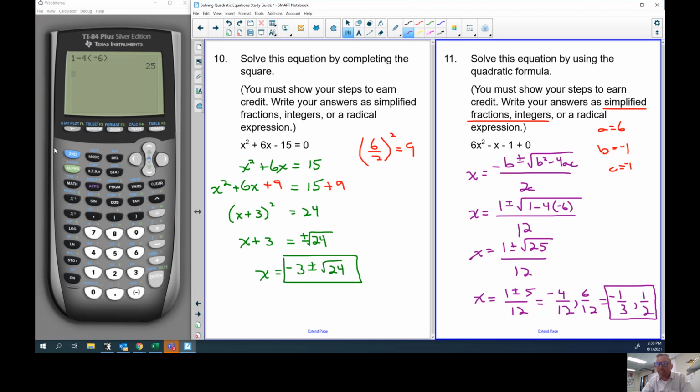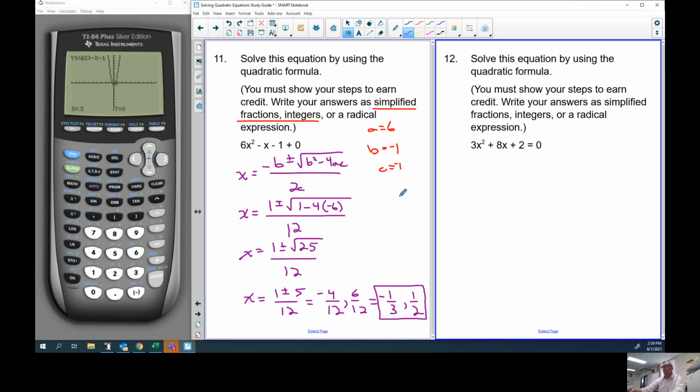I think we would be crazy not to check our answers. So 6x squared minus x minus 1, graph it. There they both are. Trace negative 1 over 3, negative 1/3. Yep, that's one of the solutions. 0.3 repeating. We're supposed to do simplified fractions. 6 over 12. Yep, there it is. That's the other one. That's a 0.